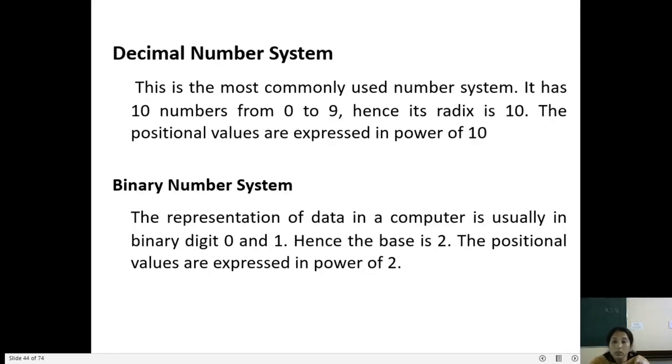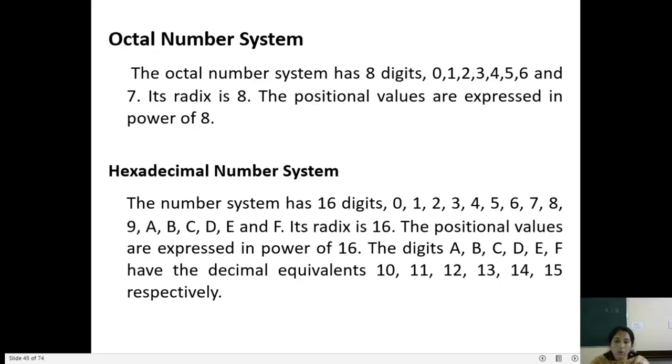Just now I told you a number system represented using 0 to 9, while the radix or base is represented by 10, the power of 10. The binary number system consists of only 2 digits, that is 0 and 1, and the positional values are expressed in powers of 2. For the octal, just now I told you, there are 8 digits, 0 to 7, and the radix for that is 8.